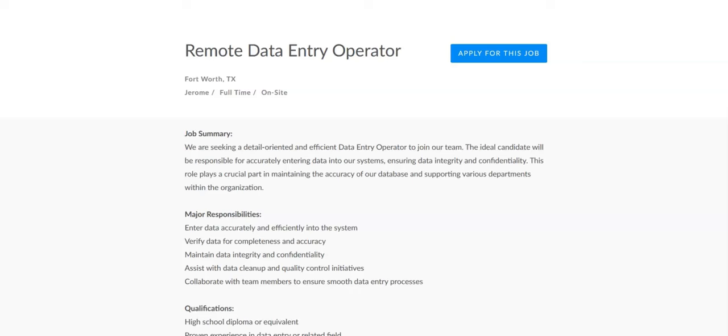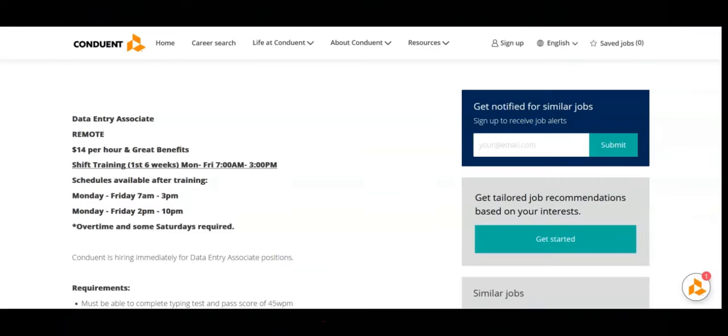They want you to have strong organizational skills. You must be able to prioritize tasks and meet deadlines, and you must have effective communication skills. The salary range for this job is from $45,000 to $55,000 a year. The next job is from Conduent, and they are looking for a data entry associate.